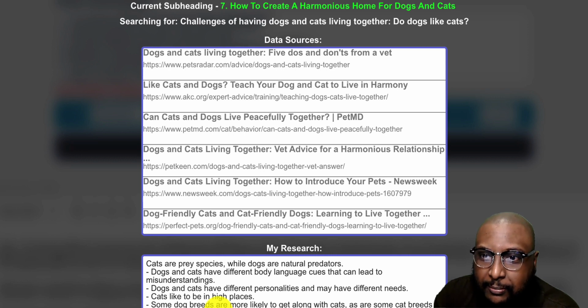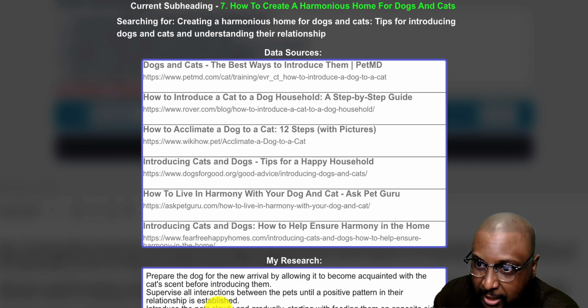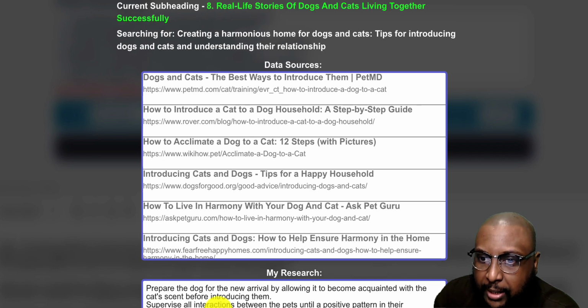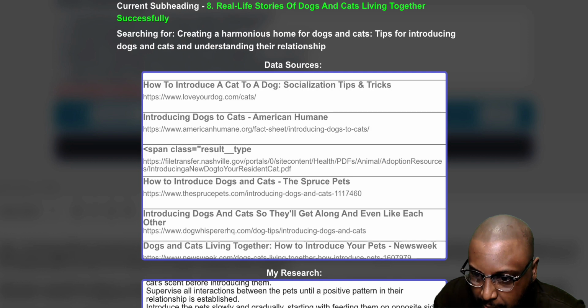Yeah. Okay. So it's taking a little while. I should have eliminated a bunch of the headings. But now it's on heading number 7: how to create harmonious homes for dogs and cats. Right? Again, Pet MD, Rover, WikiHow, dogsforgood.org, Ask Pet Guru, Free Happy Home. Look at this. And then look at these research notes.